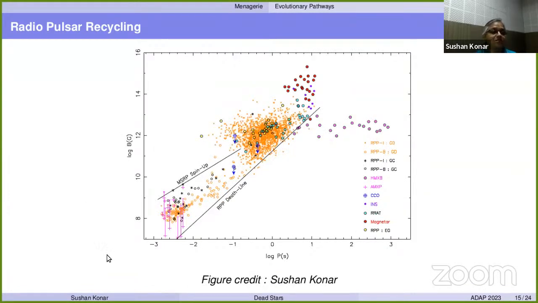So this is a proper demonstration of the spin-up line. Here is the MSRP spin-up line, and now you can see that when I plot this spin-up line with the data, nothing is above the spin-up line. So that's absolutely the limit. And this is our old friend, the death line that we were talking about yesterday. That's rotation powered pulsars, radio pulsars, basically.